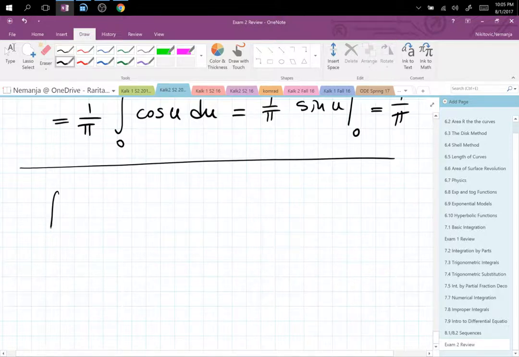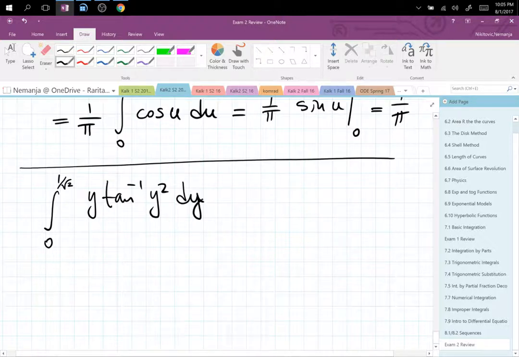Integration from 0 to 1 divided by square root of 2. Like this? Yep. Y tangent inverse of y squared dy. Yeah, I don't think we're going to get this on the test. This is integration by parts, right? Probably. Yeah, integration by parts. Yeah, it's not a problem.